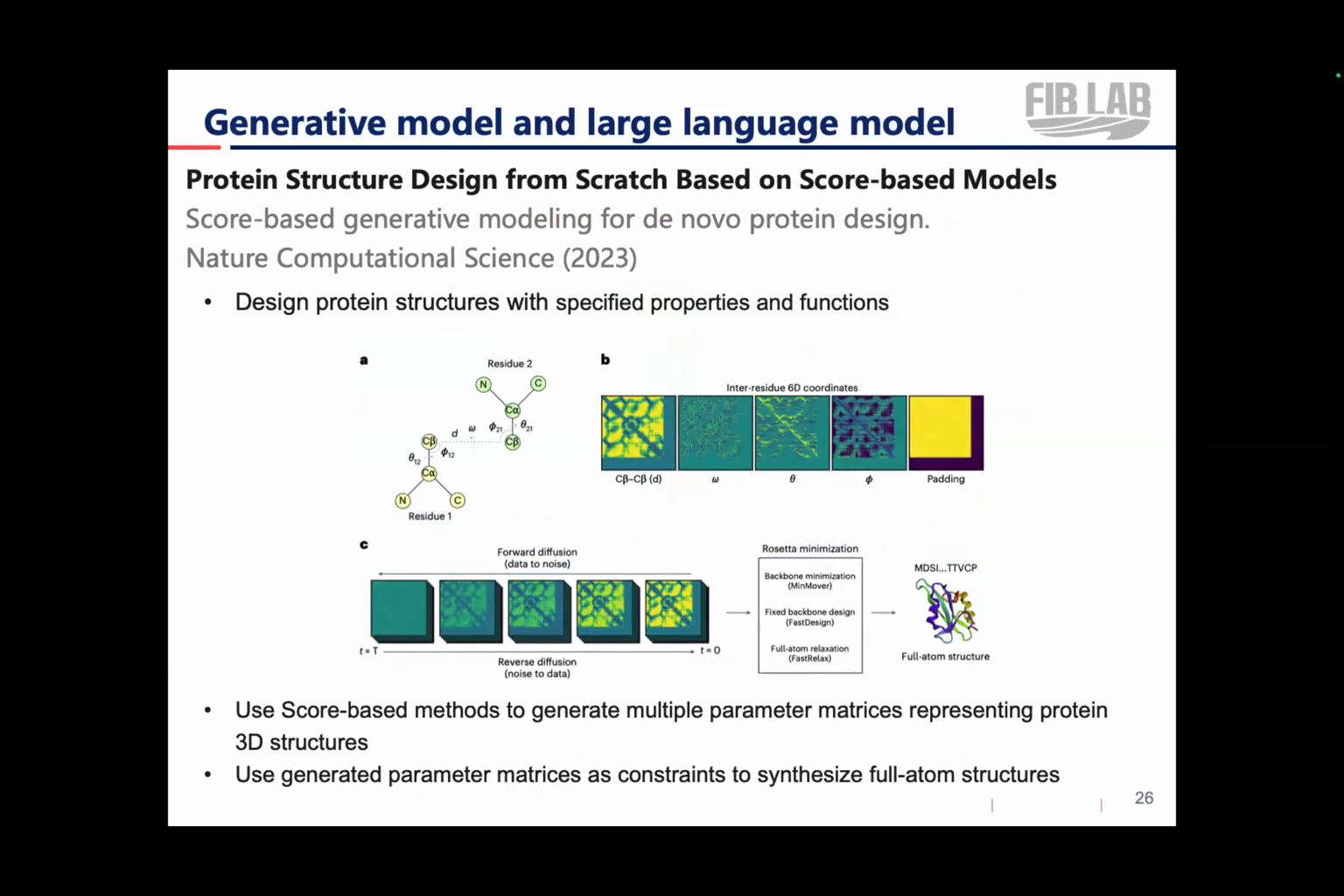So in this example, the authors proposed a score-based generative modeling method to design proteins. They consider the protein structure as a graph, and then use the diffusion-based model or the score-based model to generate the complex structure of the protein in very short time, and to capture the complex distribution of this kind of data.